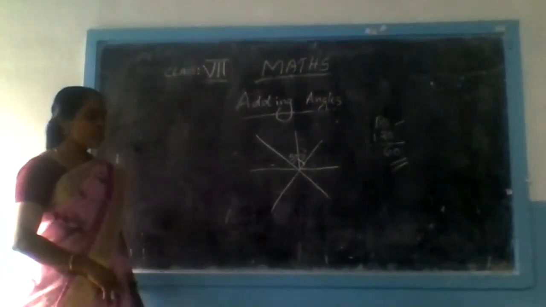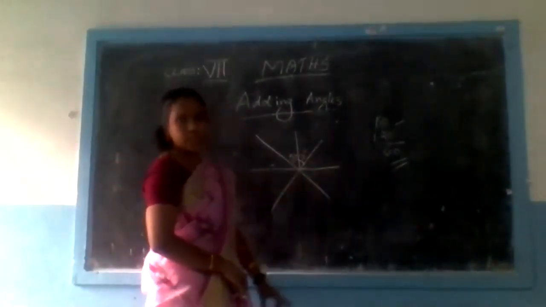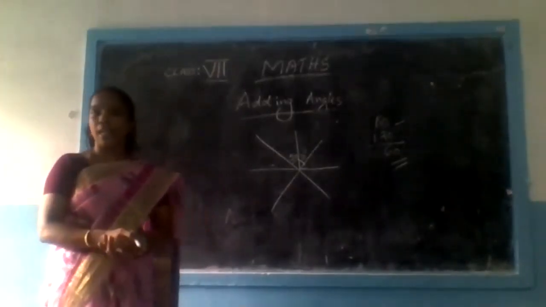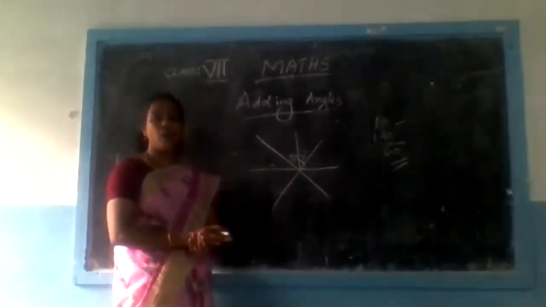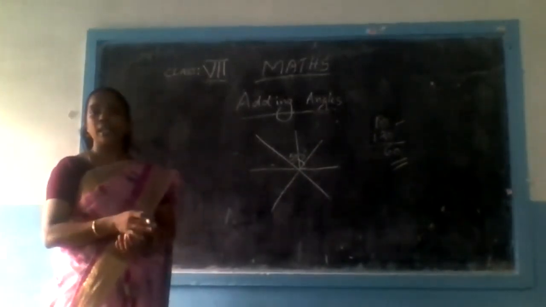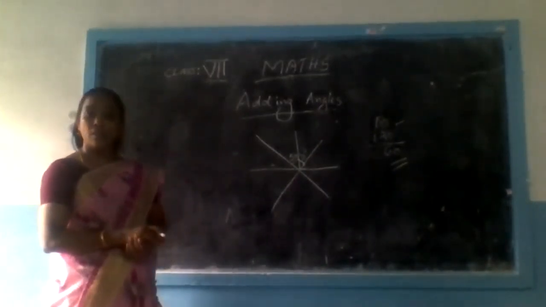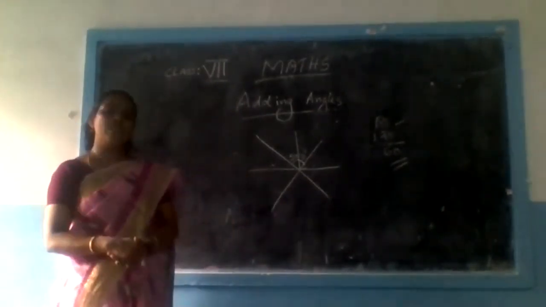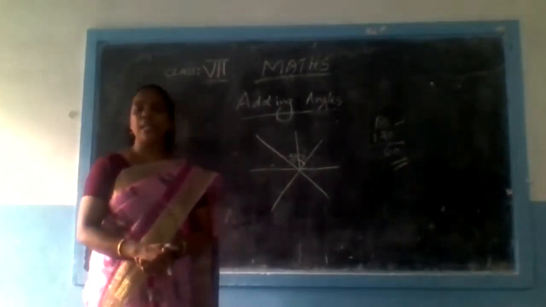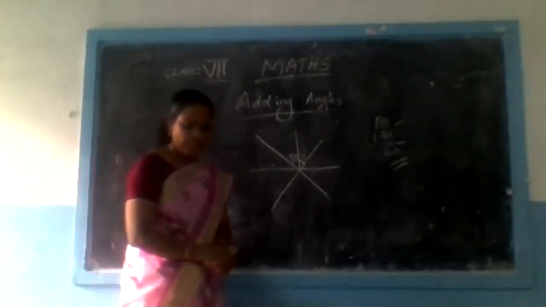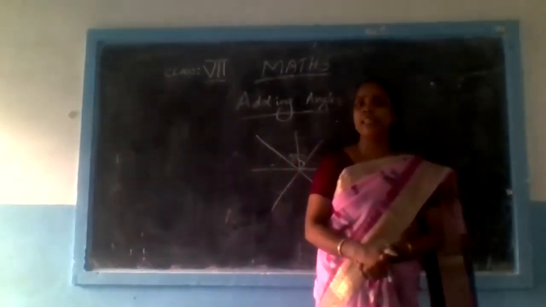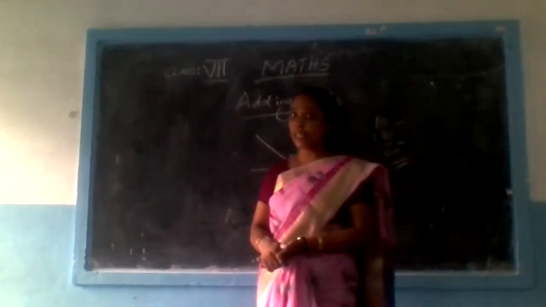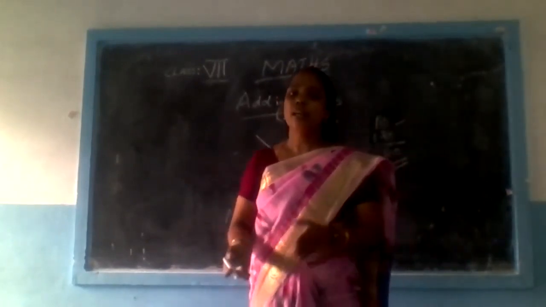Just recall what you studied. When two lines are crossing each other, how many angles are formed? Four angles. What is the principle? Nearby angles are 180 degrees and opposite angles are equal. This is a revision chapter. You already studied linear pair in 6th standard. Just revise it. If you have any doubts, I can revise it one more time.